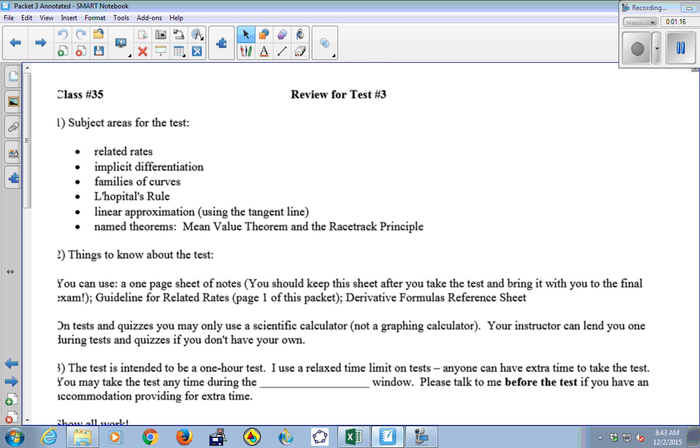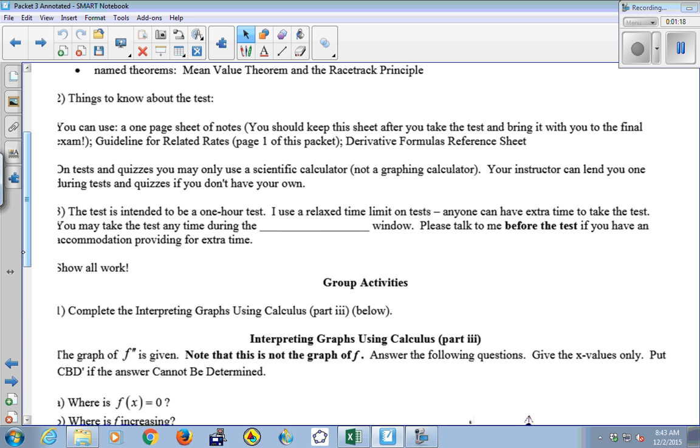Okay, so things you can use on the test. 1 page of your own notes. Keep it, because you can bring it with you to the final. You can bring 4 pages of notes to the final. You can bring your guidelines for related rates. It's the very first page of your packet, or it is now that you ripped off the quiz. So you can bring that with you, and your derivative formulas reference sheet.